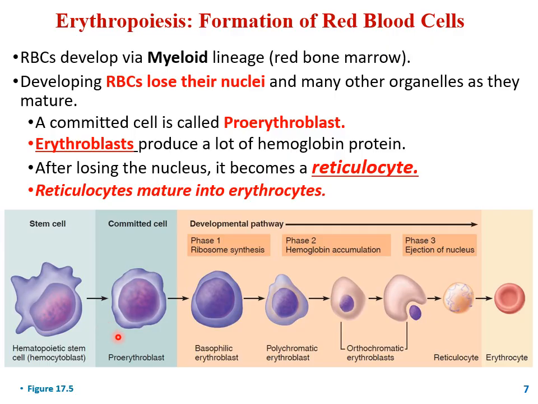So this first committed cell is called a proerythroblast. Okay, so blast is what gives origin to other cells, as the beginning of the cells. Okay, all right, so proerythroblast. Now, the proerythroblast is not doing much. It just decided to become a red blood cell, and then it starts to further develop.